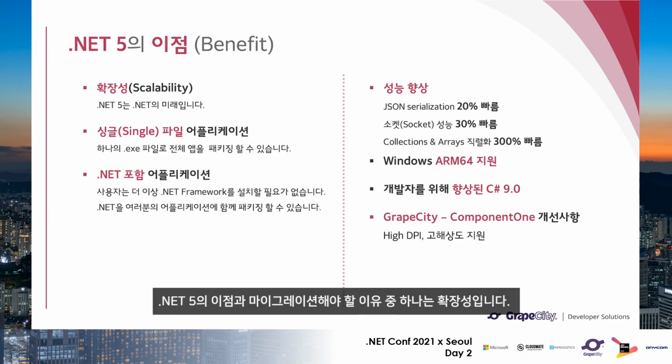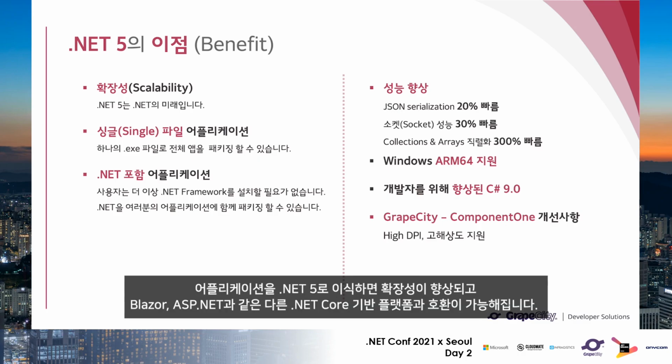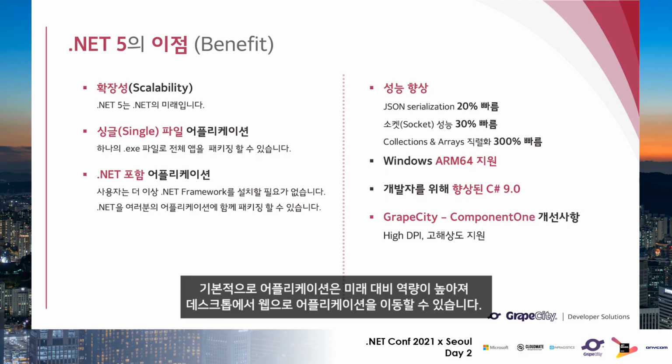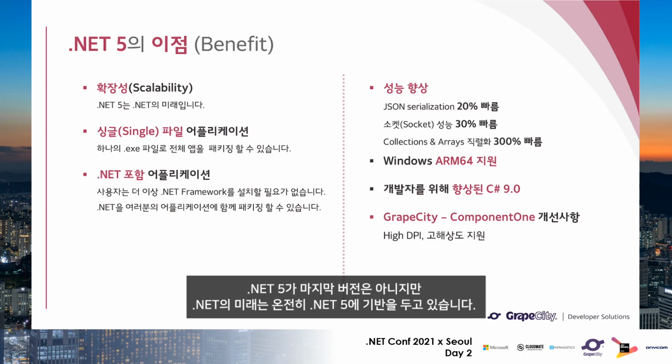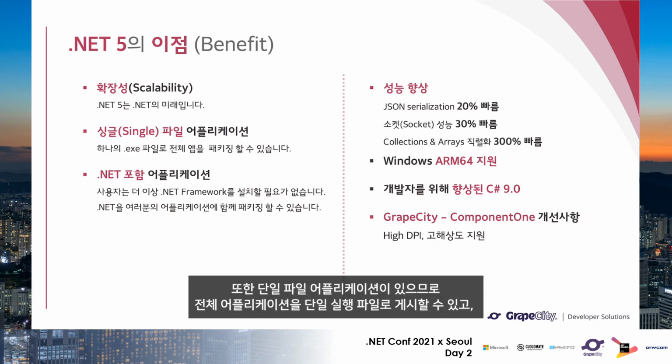Some of the benefits with .NET 5 and reasons why you want to migrate include the scalability. .NET 5 is the future of .NET as it unifies .NET development across the web, cloud, mobile, and gaming by providing a single .NET runtime. By porting your app to .NET 5, it would become more scalable or compatible with other .NET Core-based platforms such as Blazor and ASP.NET. Essentially, your app would be considered more future-proof. You could move an app from the desktop to the web, for example. Even though .NET 5 is not the last version, the future of .NET will all be seamlessly built upon it, which makes it the future of .NET. Also, there are single file applications.